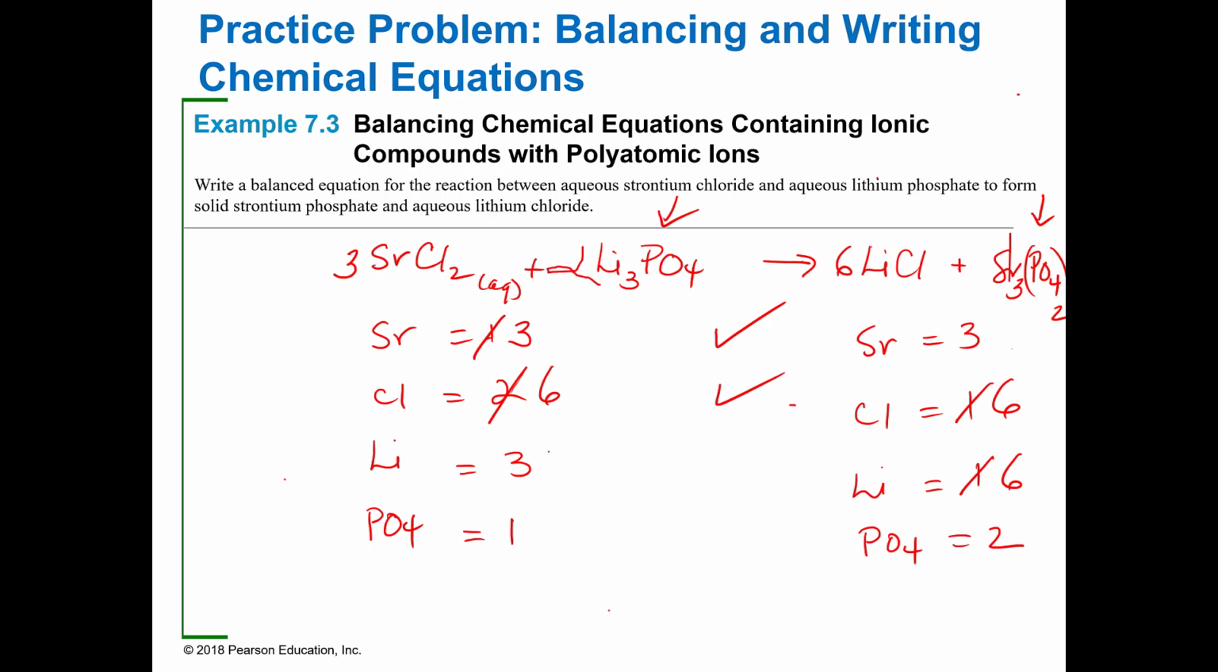2. So that gives me 6. And it also gives me 2 phosphates. 2 phosphates, okay? And so now I'm balanced. So everything is balanced. So I have 3 strontium chlorides, 2 lithium phosphates, 6 lithium chlorides, and 1 strontium phosphate.